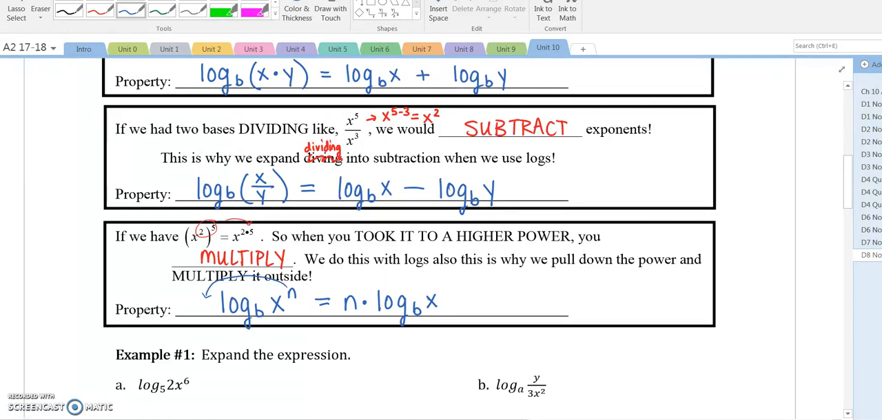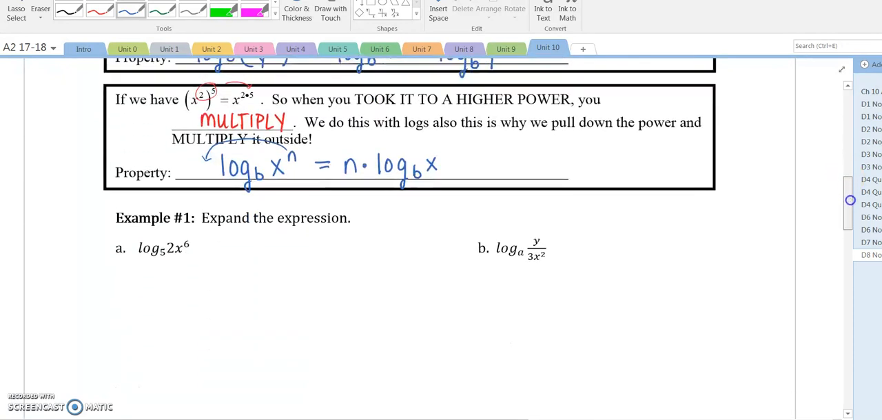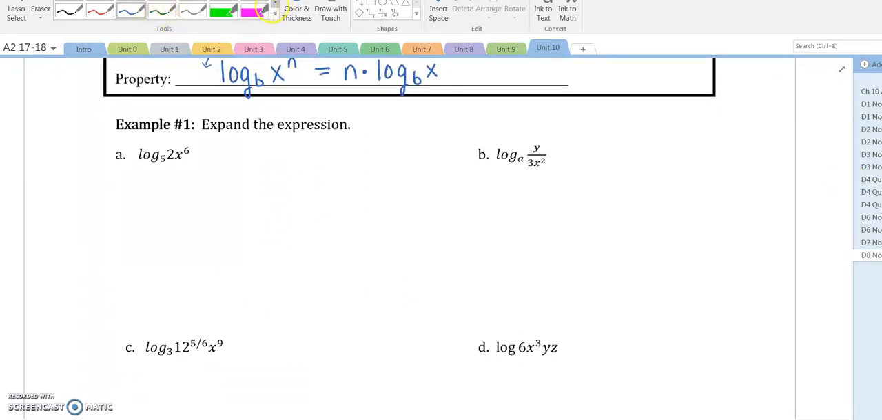And those are our three properties for logs. So hopefully they're easy to remember because they're really similar to our exponent properties. But the more you practice it, the better you'll remember it. So let's try a few examples together.